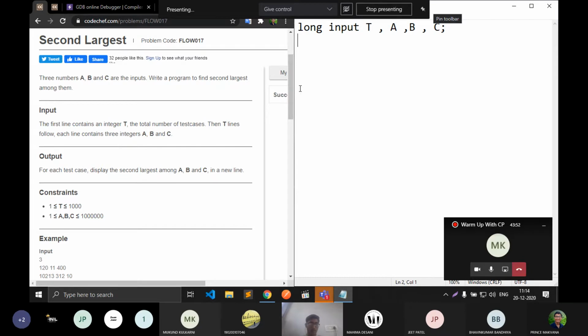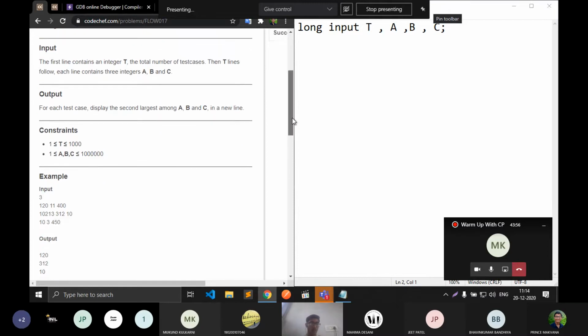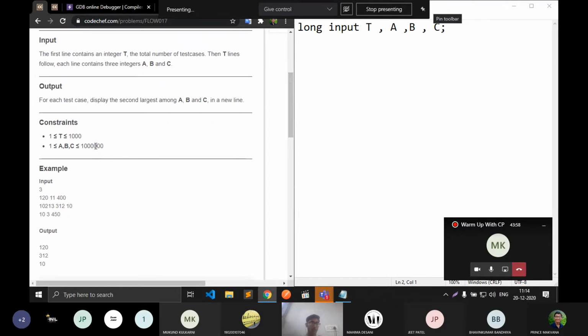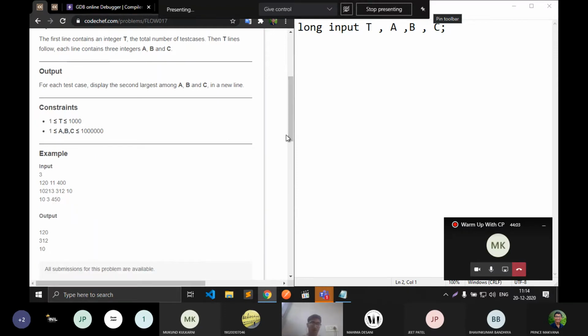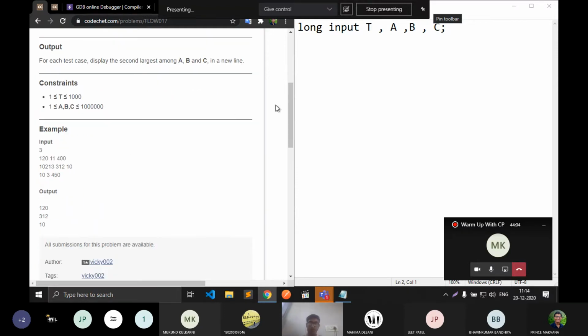Next, the constraints: t is 1 to 1000, and a, b, c are 1 to 10 lakhs. So it is long input. Constraints done. Next is the example. Okay, we will do that in the next class. Let's write the algorithm for it first.